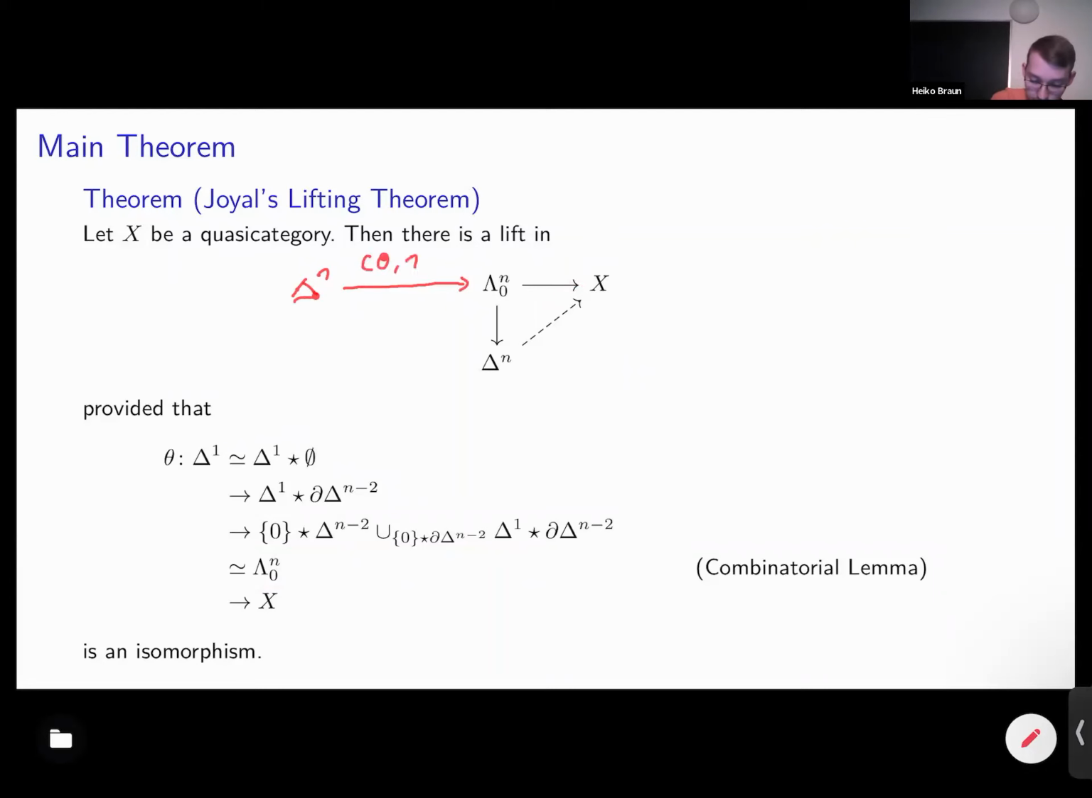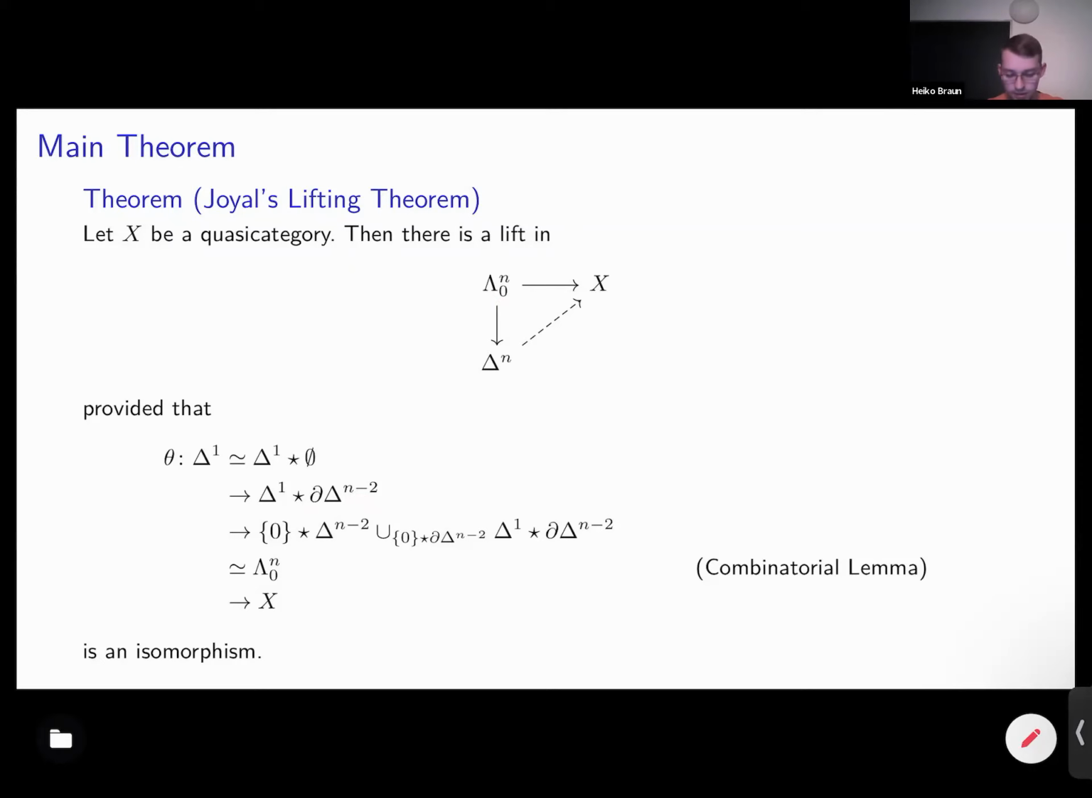Okay, maybe I don't know how to write it. It's the edge that hits the edge between the 0 and the first vertex. It lives in the horn if n is big enough, which it is, because we assume that it's at least 2, since we use this n minus 2 here. Yeah, then this edge has to be an isomorphism.